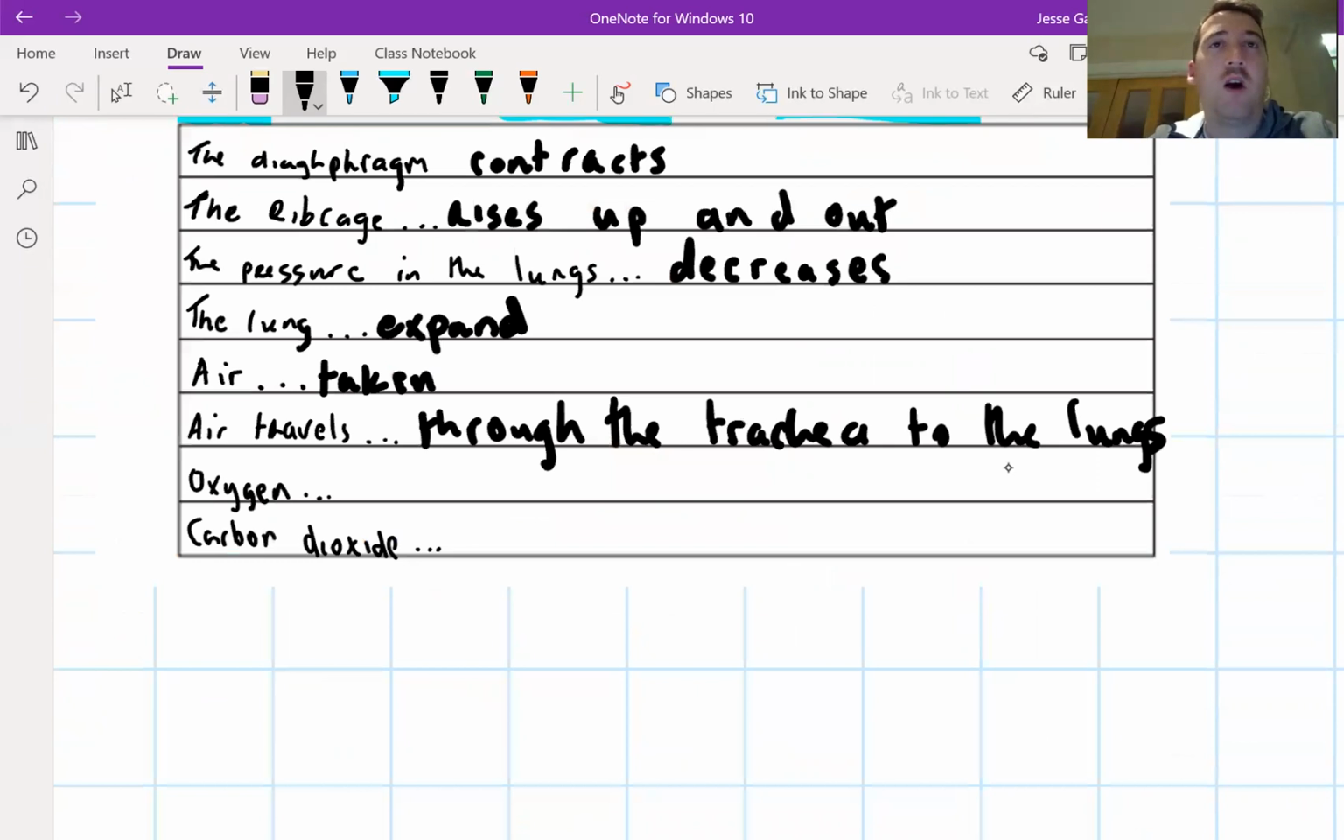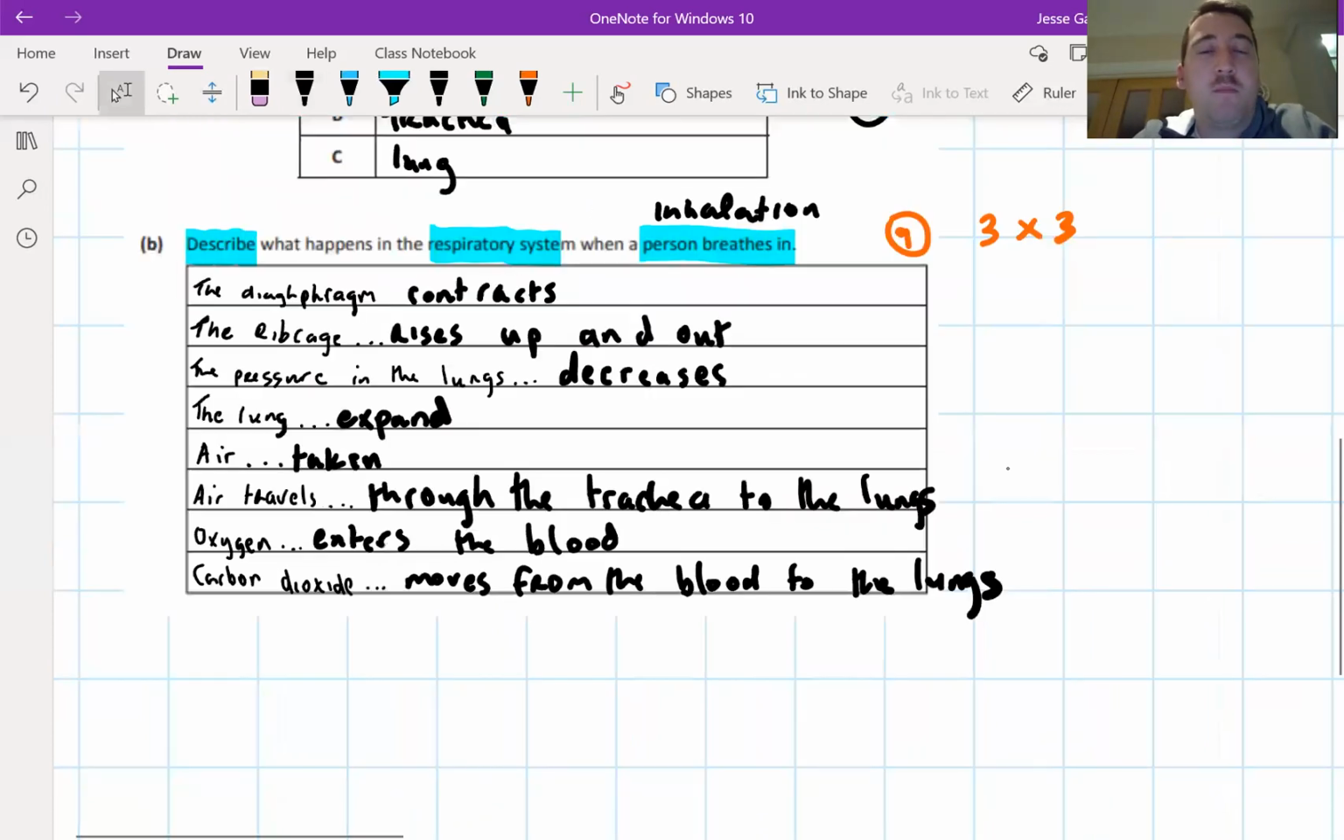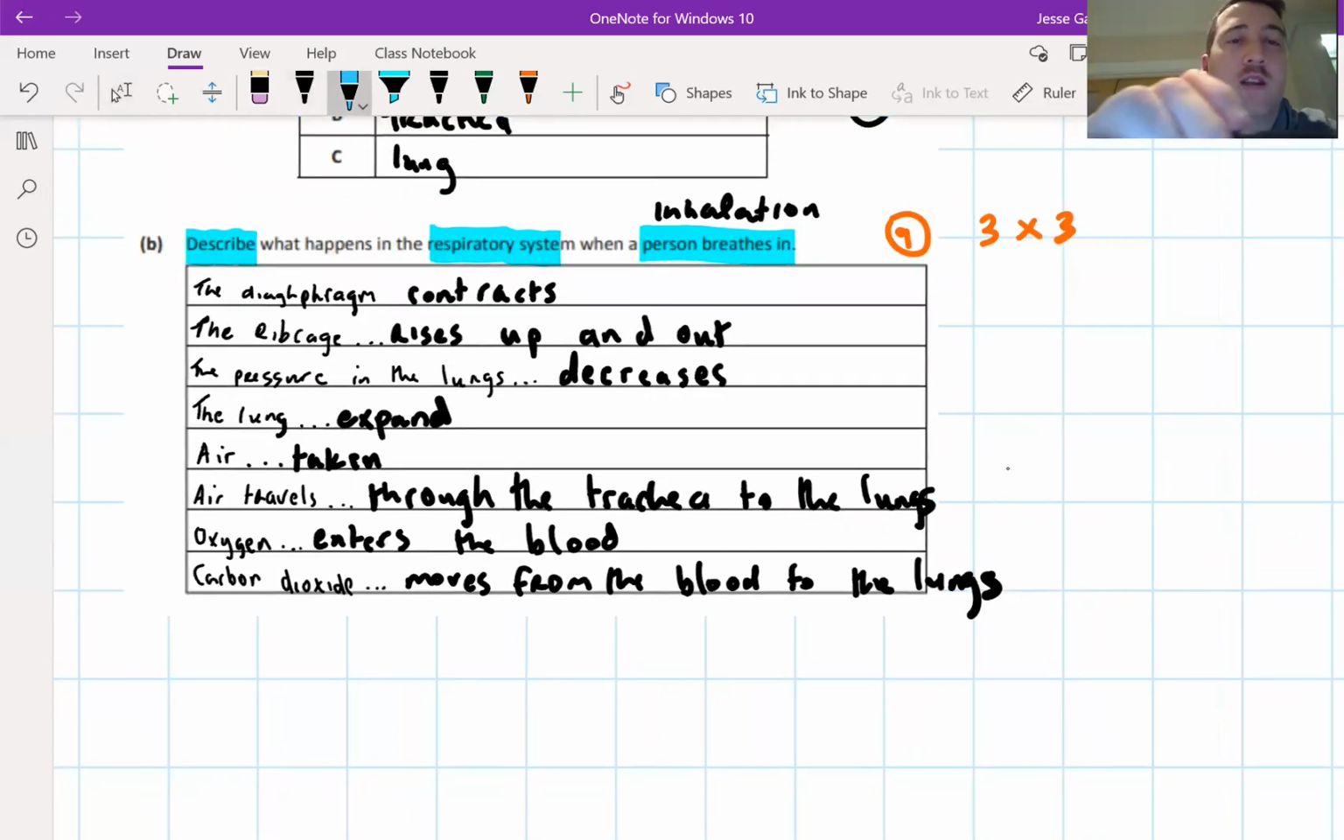And now the last one, talking about oxygen. What does oxygen do? Oxygen enters the blood. So oxygen moves from the lungs to the blood, and carbon dioxide moves from the blood to the lungs. At this stage, that would be a pretty perfect description of what goes on. It is a little more complicated than that, of course, but for our level, that's a very good description of what happens when we breathe in.